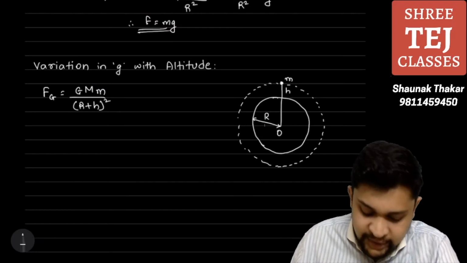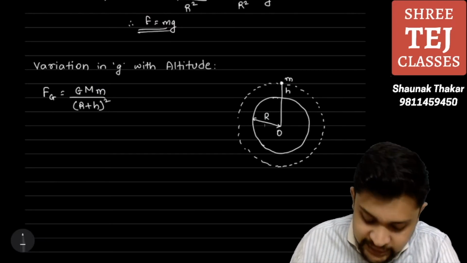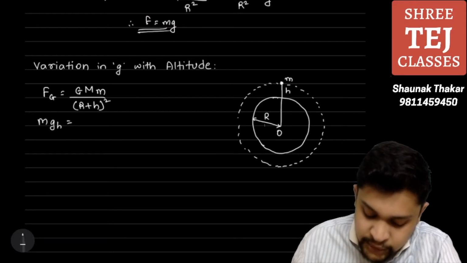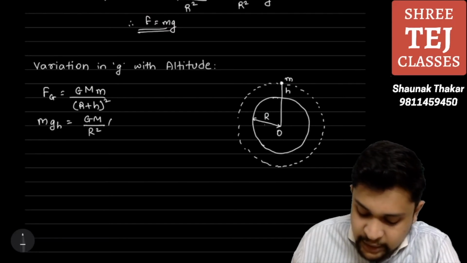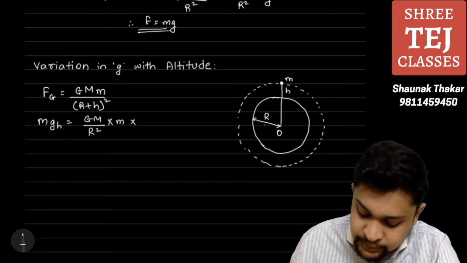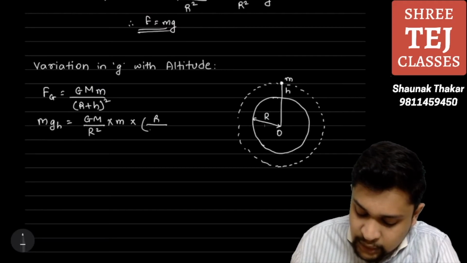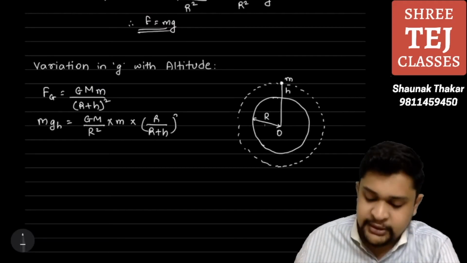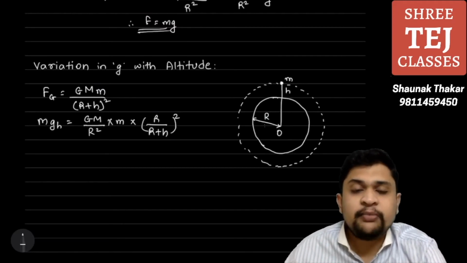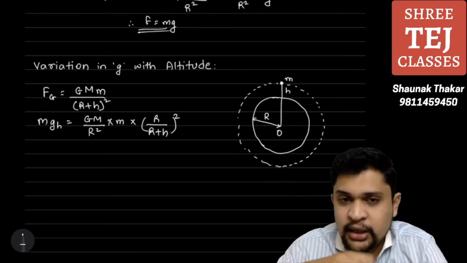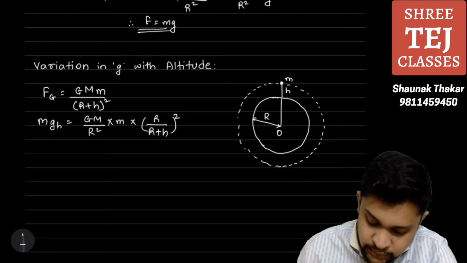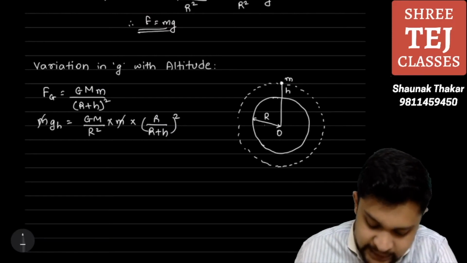But the force due to gravity would be mass into gravitational acceleration. So m into g of h would be GM upon r square into m into r square upon (r plus h) whole square. So on the right hand side, I have multiplied by r square in the numerator and multiplied by r square in the denominator. So these two get cancelled.